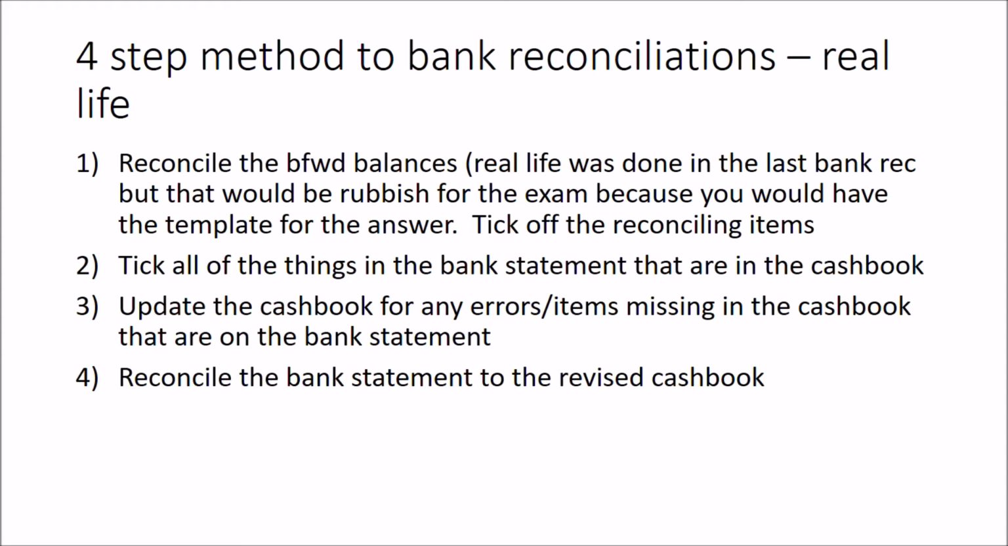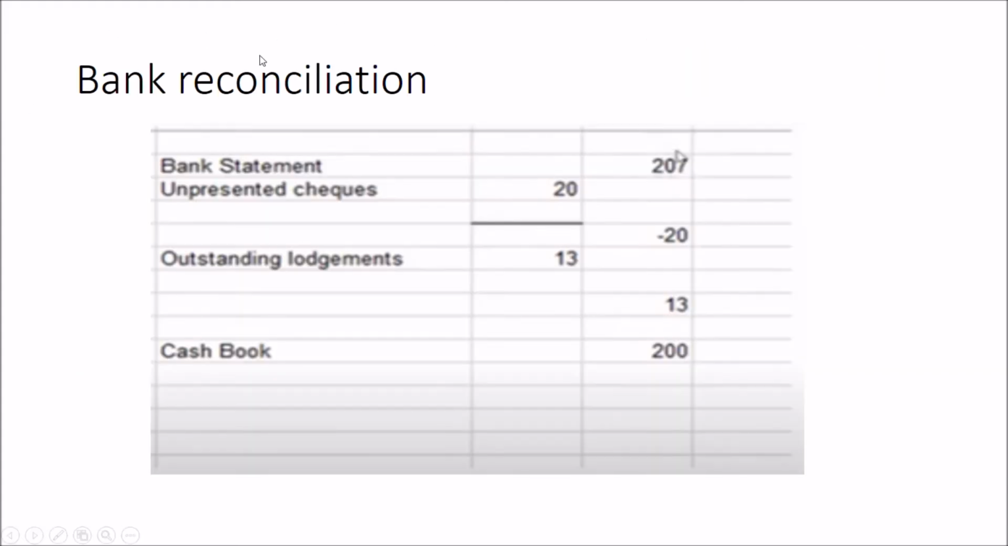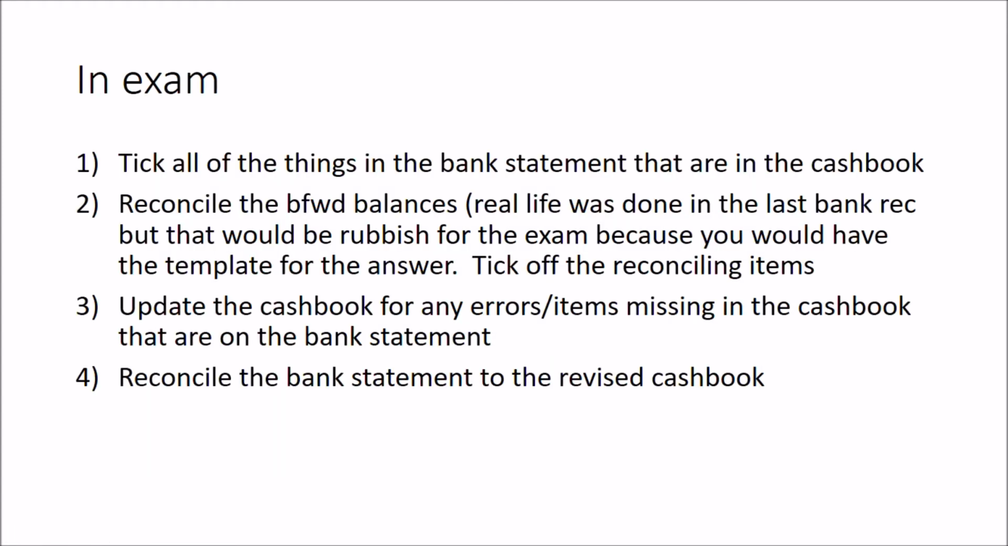Then we update the cash book for any items that are missing that are on the bank statement, such as bank interest or bank charges, and then we reconcile the bank statement to the revised cash book. We take the bank statement figure, take off our unpresented checks, and add on the outstanding lodgements. This is the cash book figure. Is it the right figure? And it reconciles.